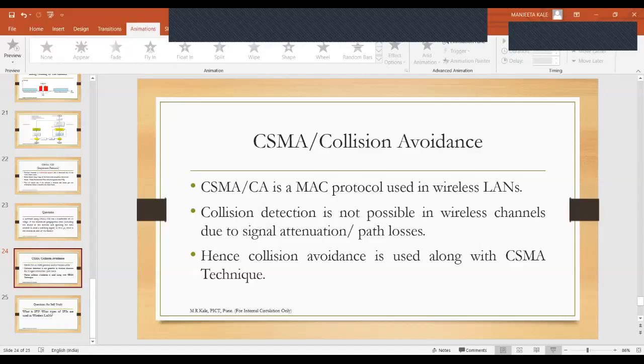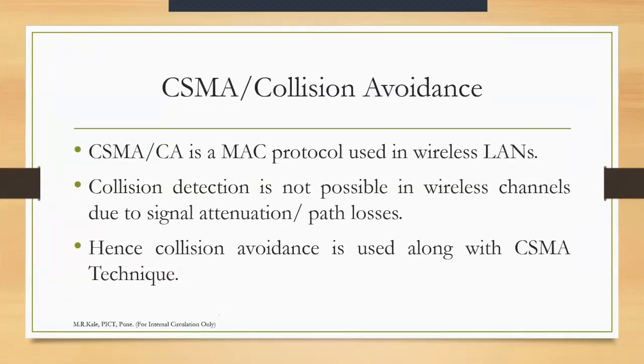Hello all. In this small session, we will discuss the CSMA CA protocol, which is used for wireless communication. In the last session, we have seen the CSMA CD protocol, which is collision detection that is used in wired networks. In this case, collision detection technique is not used, but collision is tried to be avoided. CSMA-CA is a MAC protocol which is used in wireless LANs.